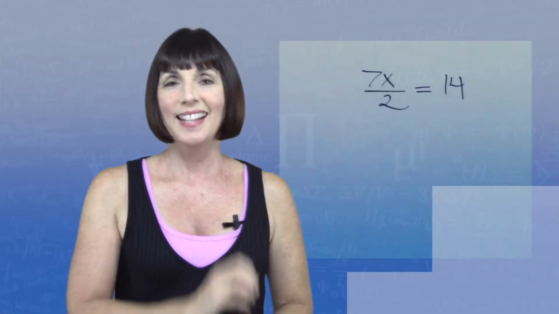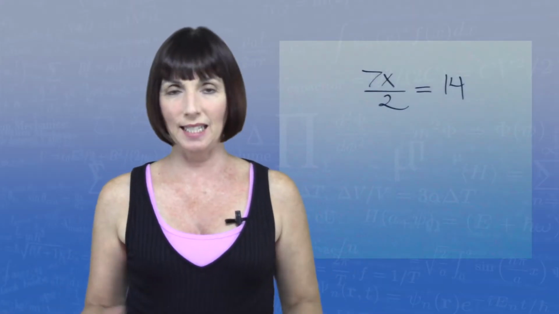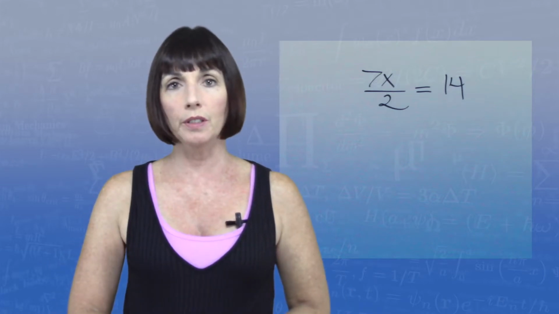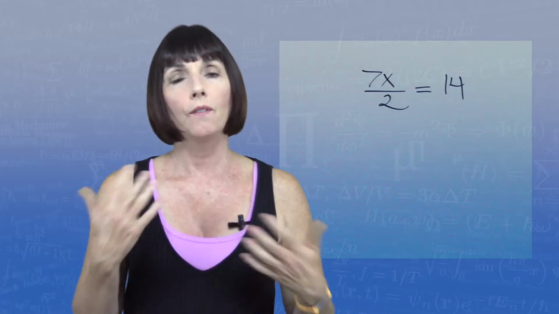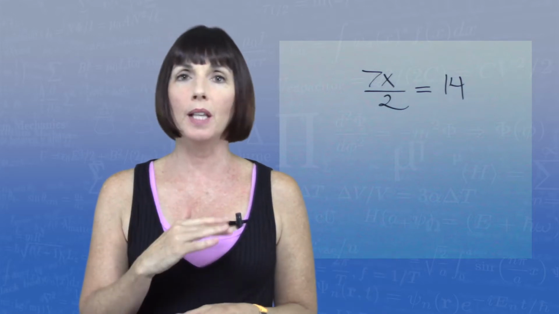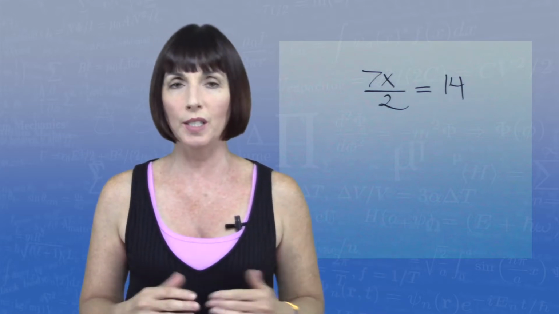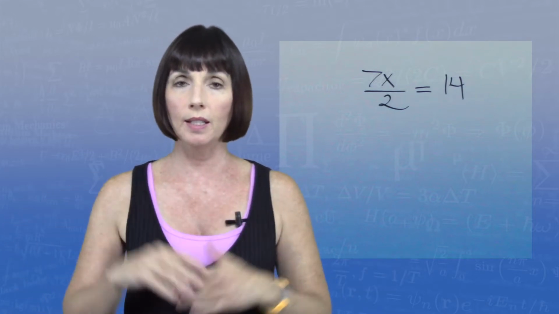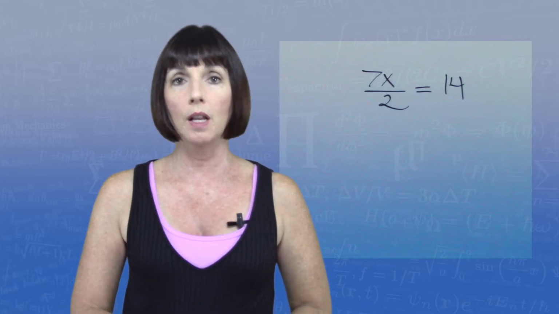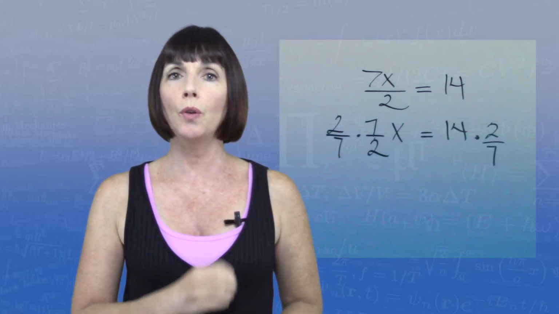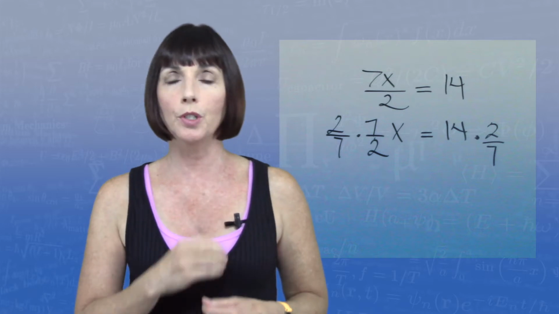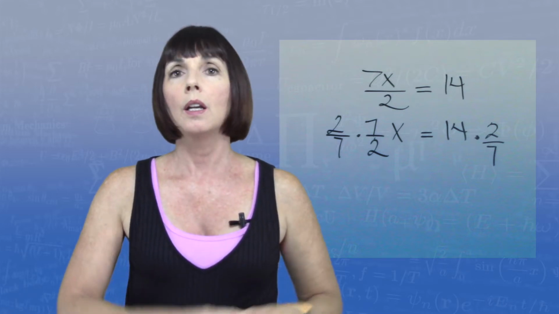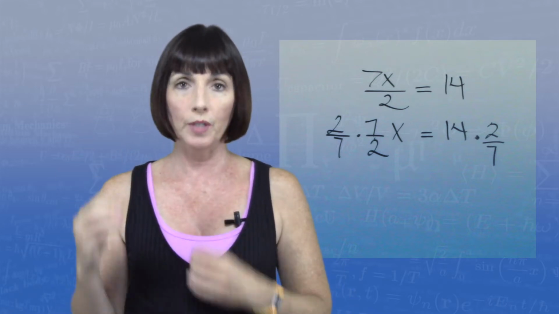Okay, one more. 7x over 2 equals 14. Identify the coefficient. 7 over 2. Find its reciprocal. Flip it upside down. The reciprocal is 2 over 7. Multiply both sides of the equation by that reciprocal. On the left, we have 2 over 7 times 7 over 2x equals 14 times 2 over 7.